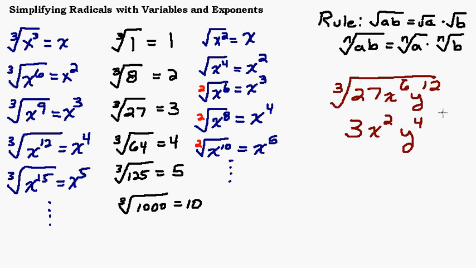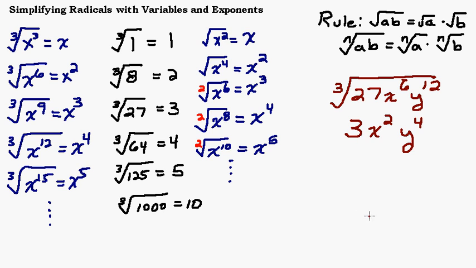Now I want you to be really careful with this dividing thing I'm talking about. That only works with the exponents. Notice I did 6 divided by 3 to get 2 and 12 divided by 3 to get 4. I didn't do 27 divided by 3 to get 9. Okay, it only works with the exponents.